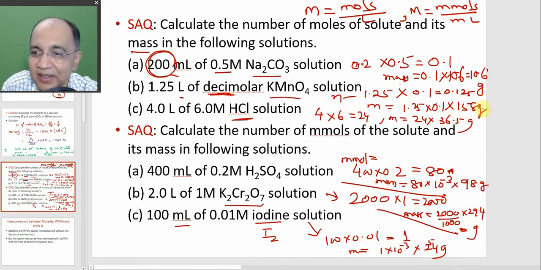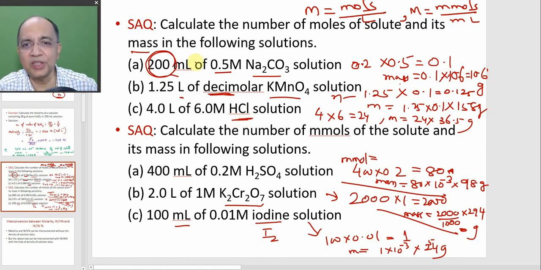You get the answer. Use your calculators. Similarly, 4 liters of 6 molar HCl. So 4 into 6, the number of moles is 24. And the mass will be 24 into 36.5, its molecular mass. Got it? Am I becoming a little faster? No. These are very simple things, and deliberately I'm increasing the pace because you will do it independent of this instructor, right?